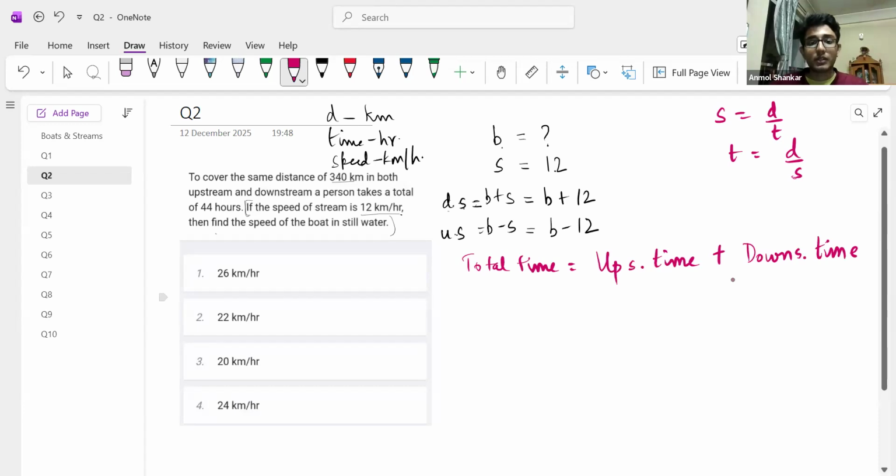Adding both, we will get the total time, which is 44. We don't write hours because we know the unit. Now for the upstream time, we look at the equation: time is equal to distance by speed. What is the distance and what is the speed for going upstream?